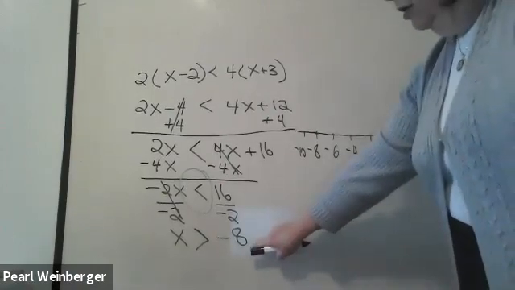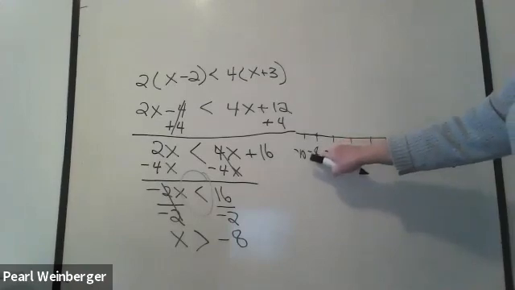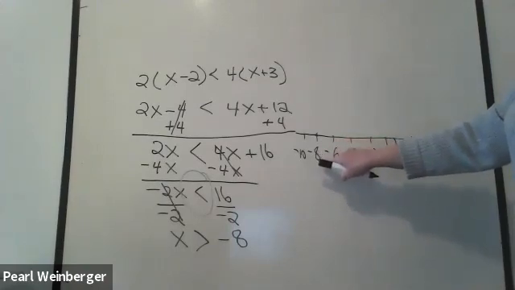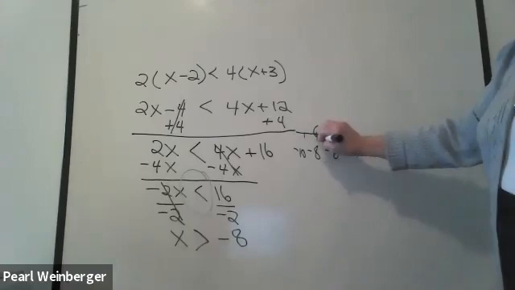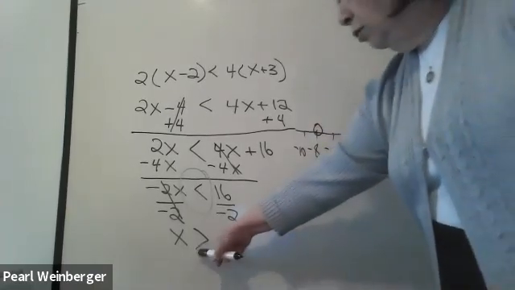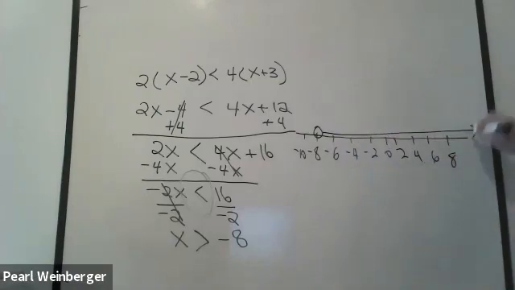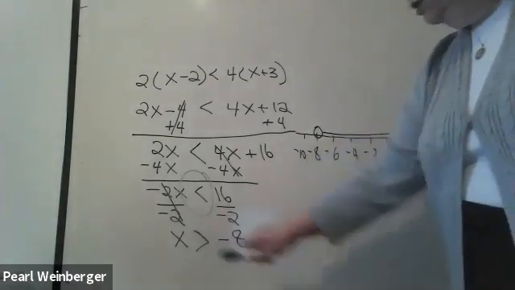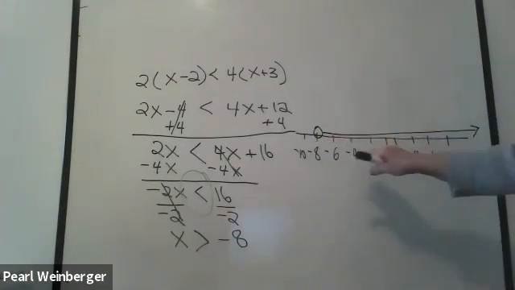To write x is greater than negative 8, our starting point here is negative 8. Now the question is, is that an open circle or a filled in circle? And we know it's got to be an open circle because there's no equal sign over here. It's just greater than, not greater than or equal to. Also, your arrow has to go to the right because this is pointing to the right. This is what it would look like on the number line.